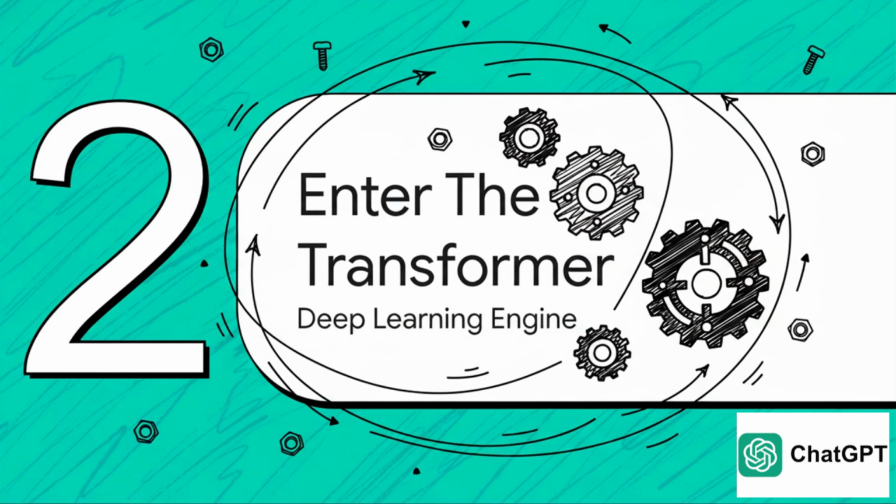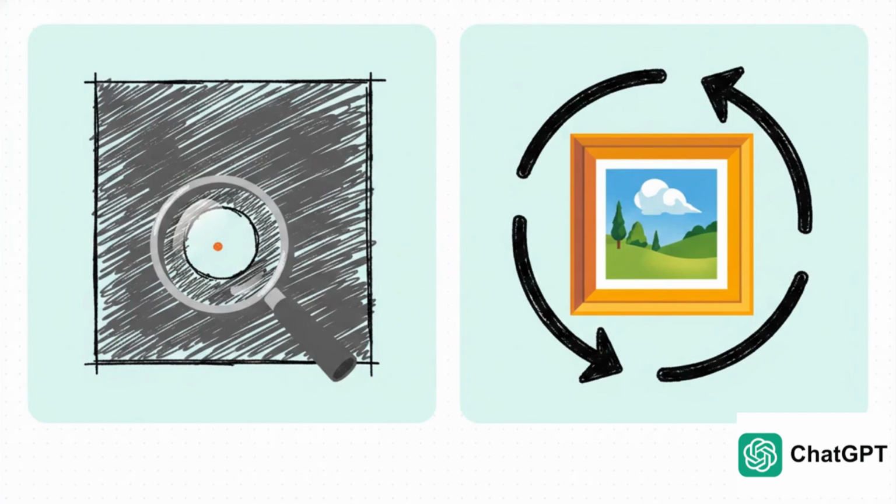Section 2. Enter the transformer, the deep learning engine. Now we're in the heavy machinery of the operation. ChatGPT is built on a deep learning architecture that's literally called the transformer. So what makes a transformer so incredibly special compared to older AI? Let's use an analogy. Imagine you're trying to appreciate a massive, beautiful painting, like the Mona Lisa. Older AI systems had to look at language as if they were staring through a tiny little peephole. They could only see one brushstroke, or one single word, at a time. It was incredibly clunky and slow.